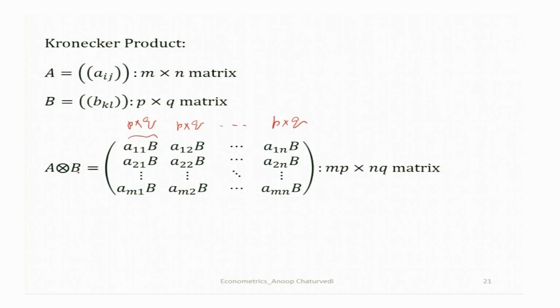So, A canonical product B has nq columns. Then how many rows are there? Say p rows are here, p rows here and so on. So, in all we have m into p rows. So, A canonical product B is of order mp into nq. So, this is the order of A canonical product B.